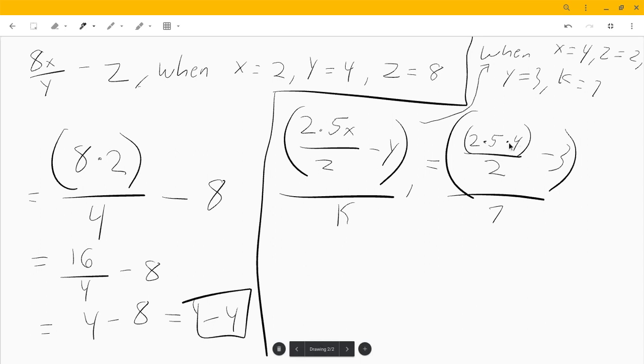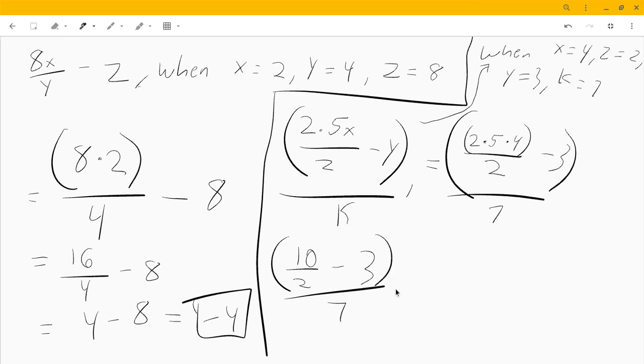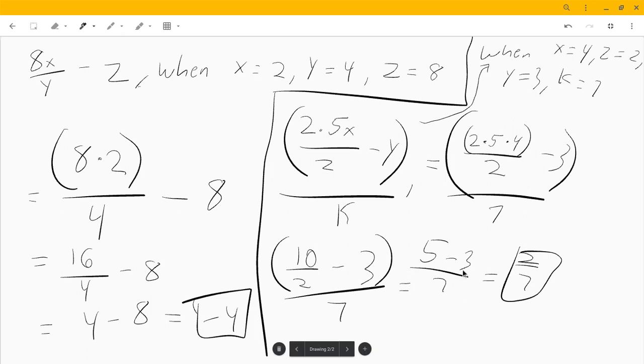2.5 times 4, well, what is that? That's just 10. We're left with 10 divided by 2 minus 3, divided by 7. So that is equal to 10 divided by 2 is just 5. So you're left with 5 minus 3, divided by 7. 5 minus 3 is just 2. So 2 divided by 7. That is our final answer. There's nothing more to it. Just substitute and keep doing that. Let's do a couple more.